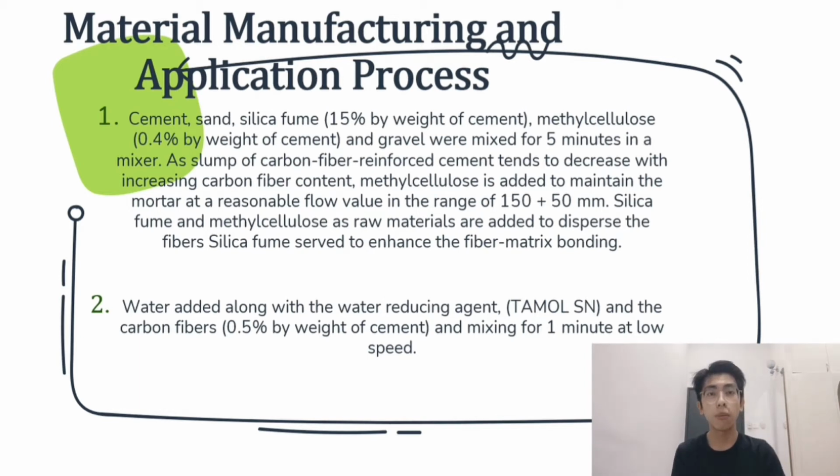As the slump of carbon fiber reinforced cement tends to decrease due to the increase of carbon fiber content, we need methylcellulose to maintain the mortar at a reasonable flow value in the range of 150 plus or minus 50 millimeters. Silica fume and methylcellulose as raw materials are added to disperse the fiber. Silica fume serves to enhance the fiber matrix bonding.